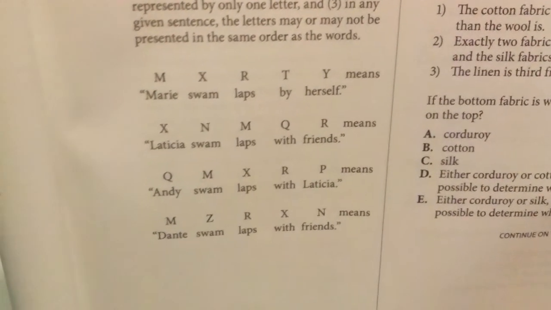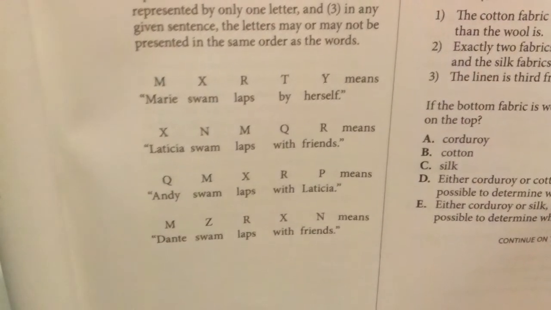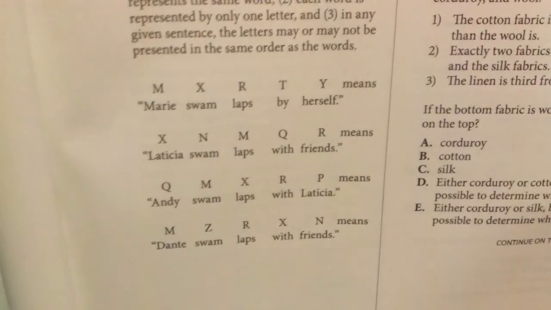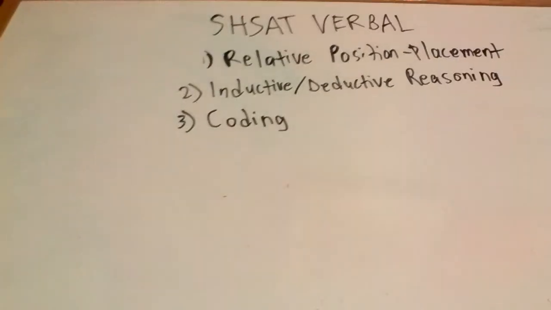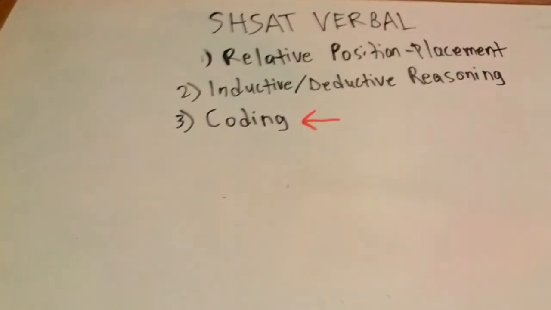swam doesn't have to be S. Alright, swam doesn't have to be X, laps doesn't have to be R, like that. R could be Marie, swam, laps, herself. It could be any of those words in there, alright? So, problems like this one are coding problems. And I'll do a video on that another day, okay?